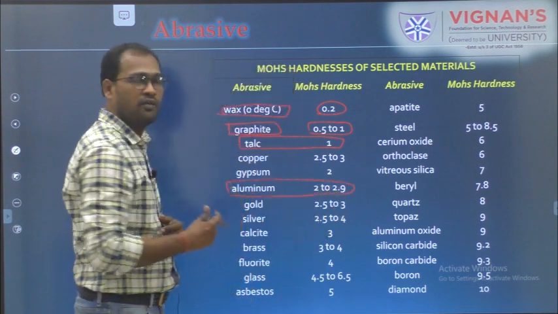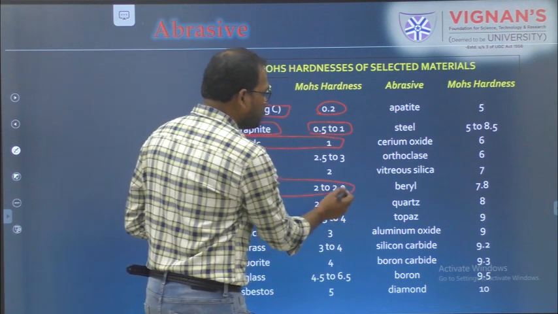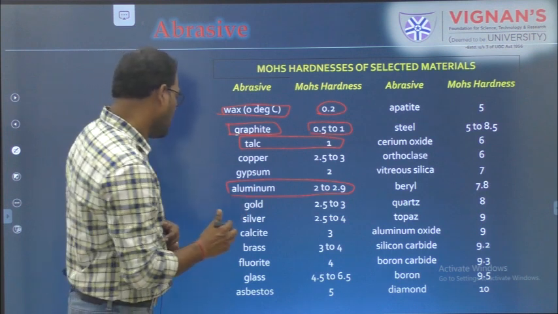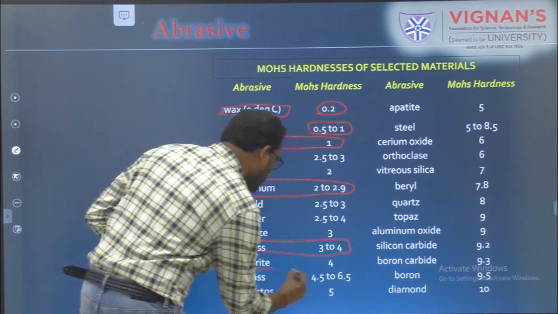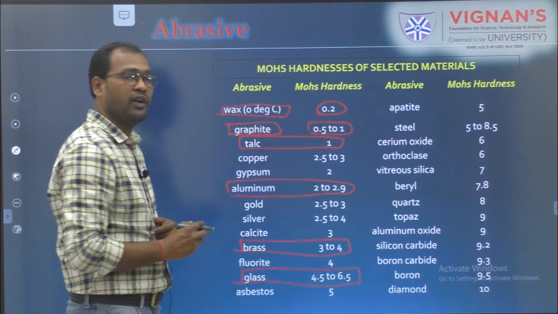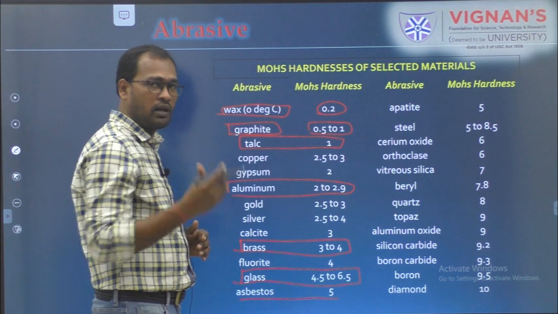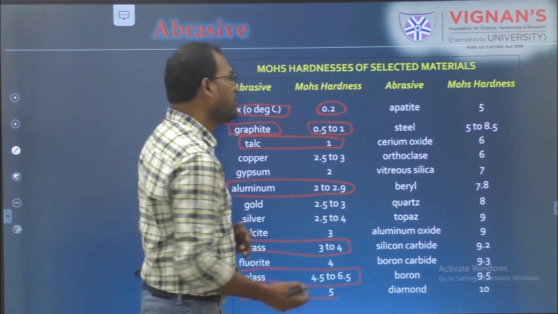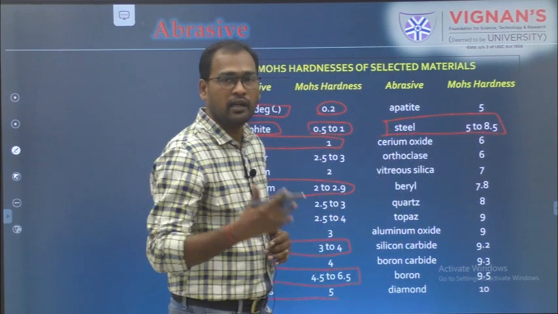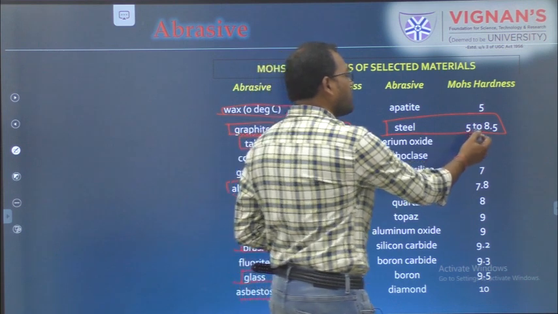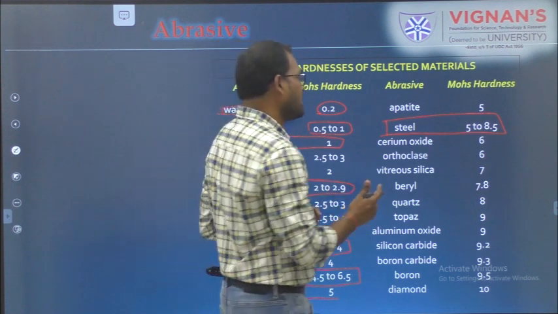Okay. So lesser than talc also there are materials where the hardness is given in this way, and aluminium, which is very often used in industries, has got a Mohs scale of 2 to 2.9, close to 3. Okay. And brass 3 to 4. And glass has got a hardness of 4.5 to 6.5, it has got a wide range. Okay. And asbestos, which is used for a lot of purposes, has been given 5. Steel, which we use for building and construction, ranges from 5 to 8.5, because there are different grades of steel. So that's why this wide range has been given.